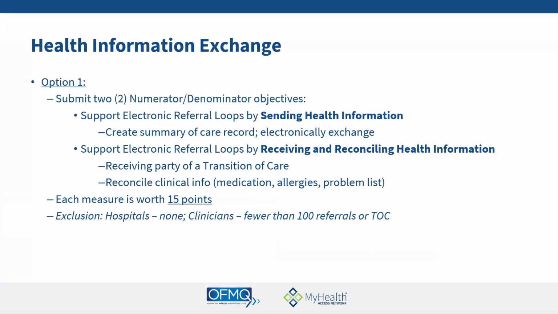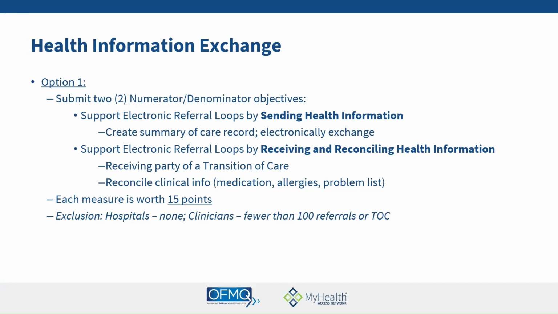So health information exchange, this objective, within the past couple of years, they've changed it. In the past, you only had one option, and that was this one that we'll discuss first. So you had two different measures that you'll report to. One is the sending of health information exchange, and the other is receiving and reconciling health information. There are two other options for reporting this.